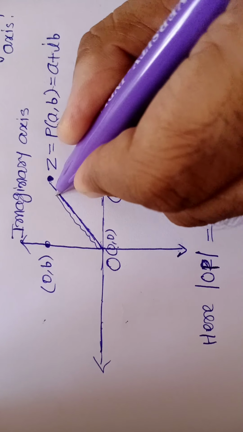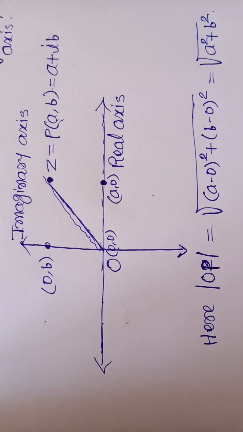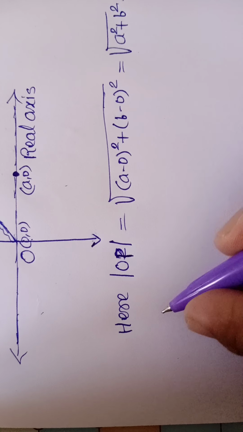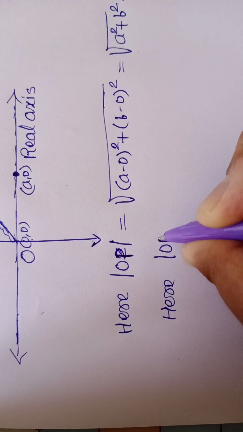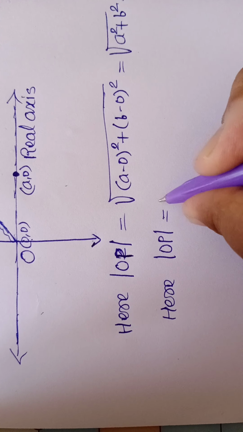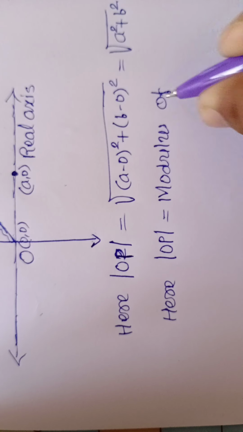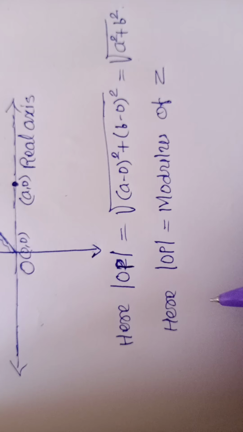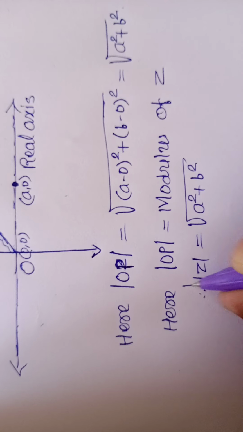So what is modulus? This distance OP, where the OP distance is under root a square plus b square. The distance OP is called the modulus of z, right? So the modulus of z is very clear. I can write that modulus of z is under root a square plus b square. So I think you easily understand that.